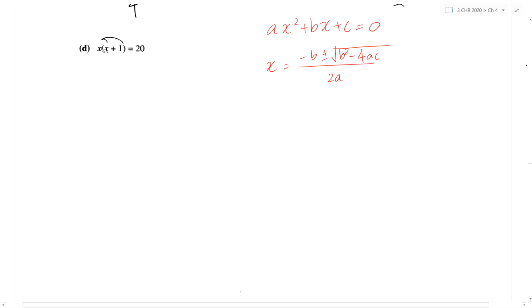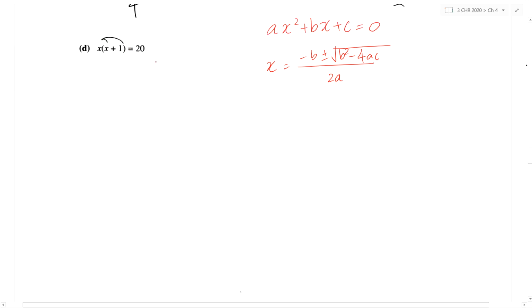Next, but is this of the form ax squared plus bx plus c equals 0? No, right? Do you have x squared? Do you see x squared? We don't have it. But can you create an x squared? What should we do with the left hand side here? Yes, we should expand.